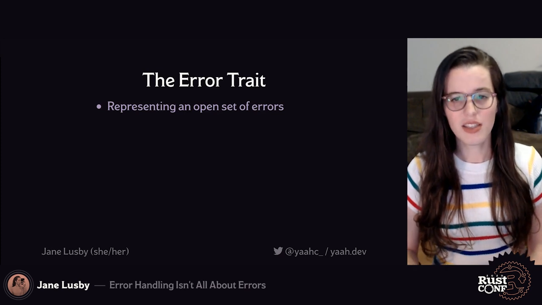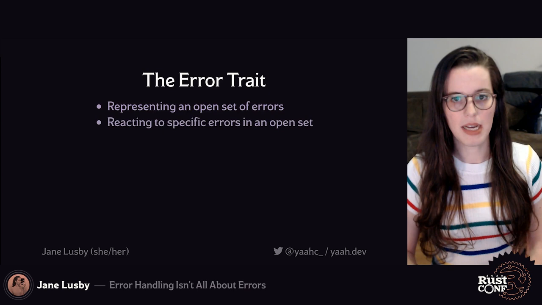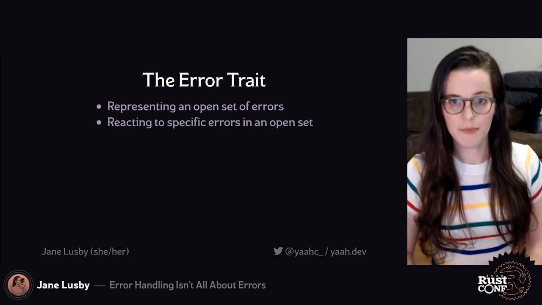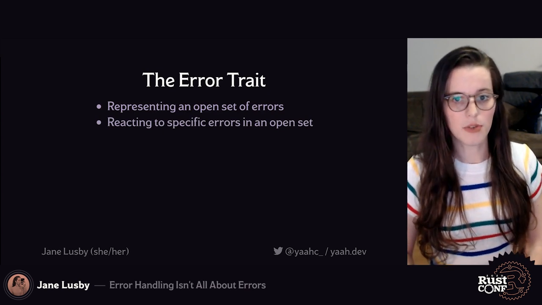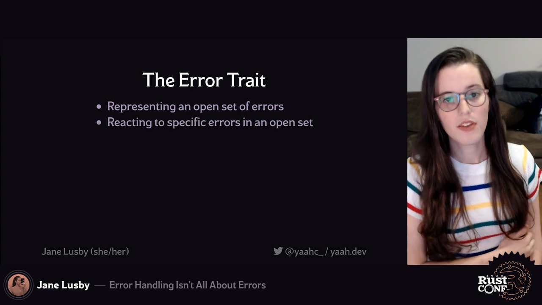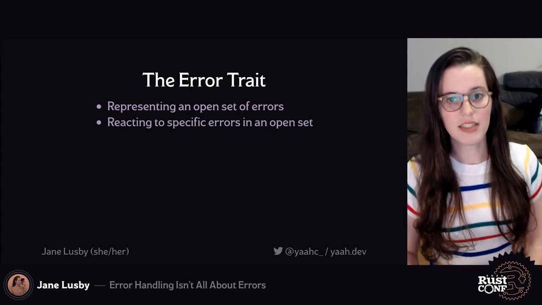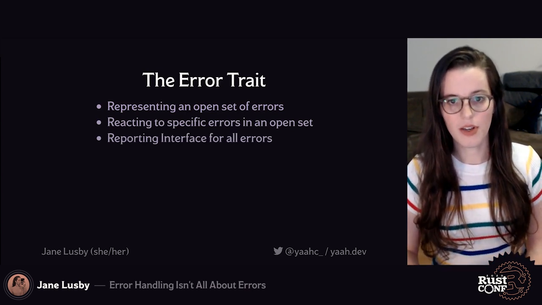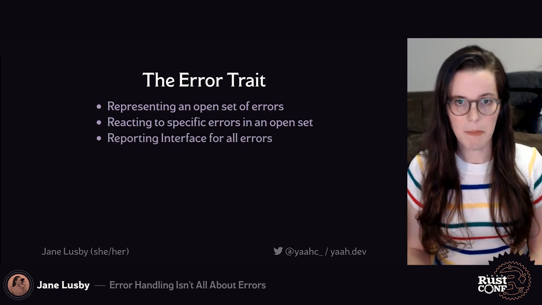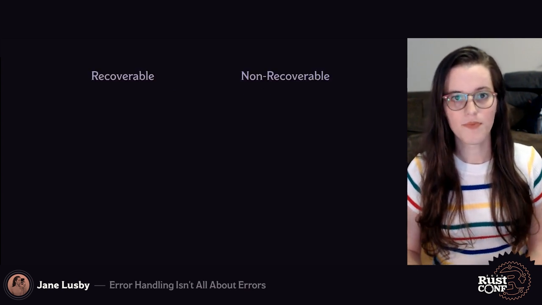Second, the error trait lets us react to these specific errors by trying to downcast them back to their original type, safely, rather than using match as we would with enums. Finally, the error trait provides an interface for reporters. Now, I'll get to this last bit some more in a minute, but first, let's review.